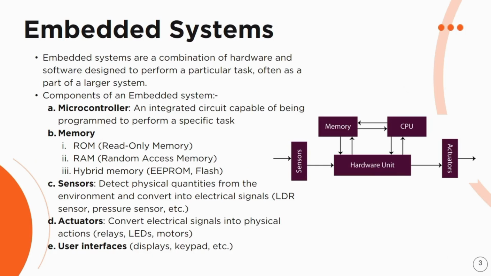Let us look at what embedded systems are. Embedded systems are a combination of hardware and software, and they are designed to perform a particular task, often as a part of a larger system.